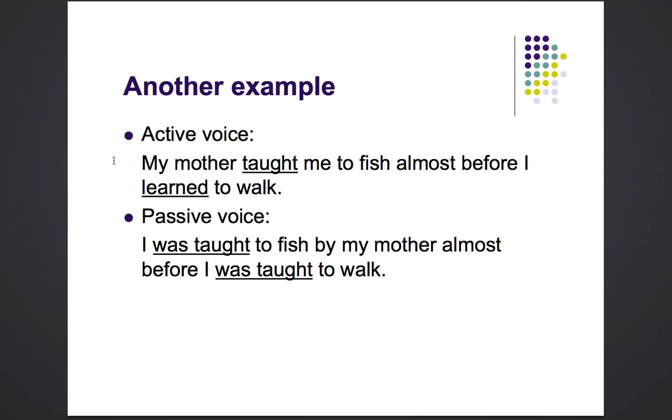Here's another example. My mother taught me to fish almost before I learned to walk. Compared with the passive voice, I was taught to fish by my mother almost before I was taught to walk. You can see here that there are twice as many verbs. In other words, two verbs as opposed to one direct verb. Now you can see here that there are two clauses. So if there is more than one clause in the sentence, then there's going to be more than one set of subjects and verbs. So my mother, subject, verb, and then we have the second clause, I learned, subject, verb.